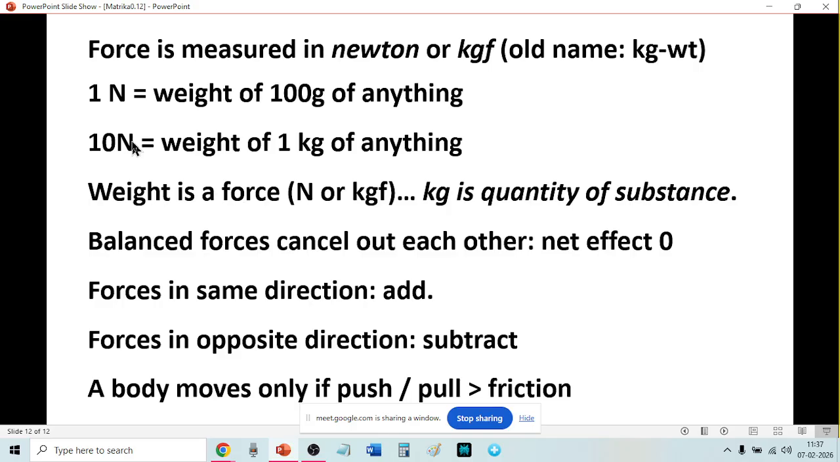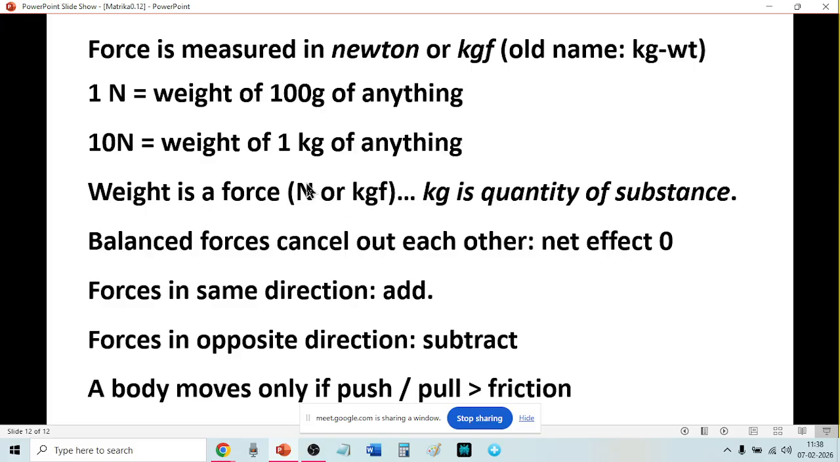And 10 Newtons or 1 kgf is the weight of 1 kilogram of anything. 1 kg potatoes, 1 kg sugar, 1 kg salt. That is quantity. The weight of that 1 kg potato will be 10 Newtons. 1 kg is not weight. 1 kg is a quantity and the weight of that would be equal to 10 Newtons. Weight is a force. Kg is a quantity, not a force.